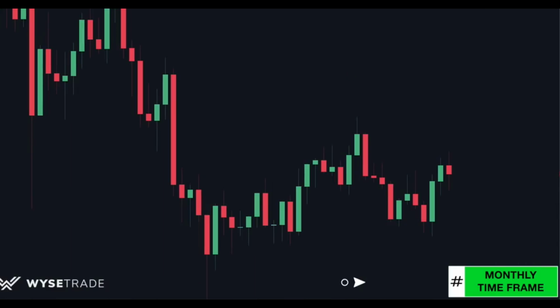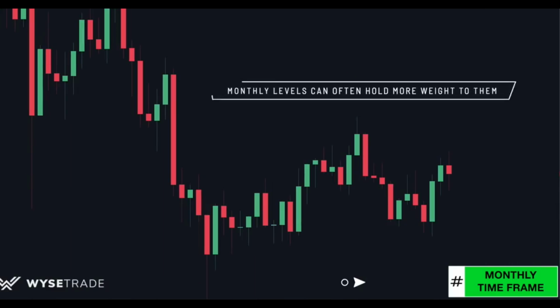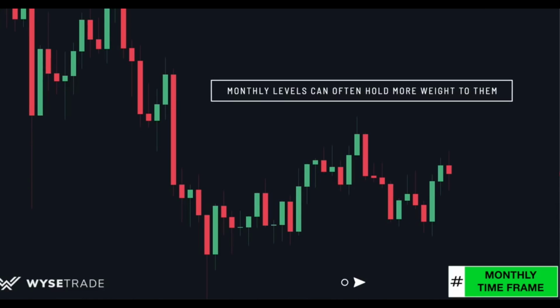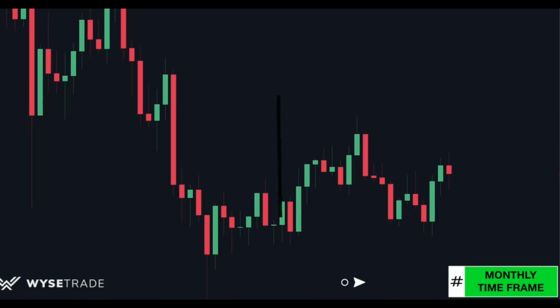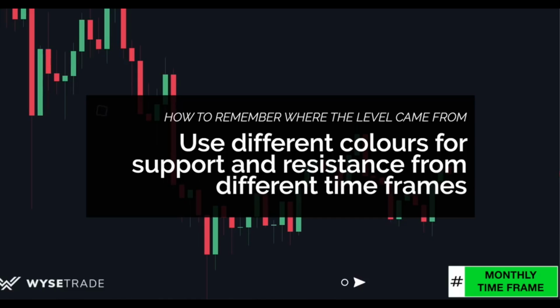So here in the pound Swiss monthly time frame, we often find that monthly levels can hold more weight if used correctly. Also, when you jump between time frames, you'll forget where the level of support or resistance came from. So to solve this, we'll make the monthly support and resistance levels a certain color, in this case green, and then the weekly level will be a different color.